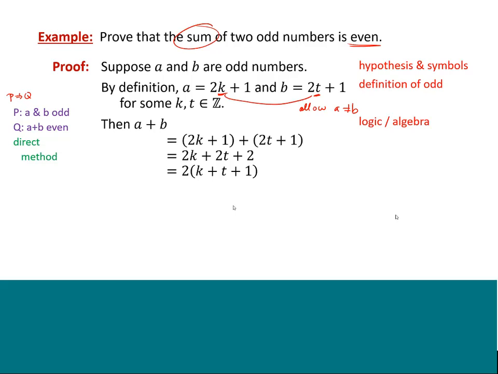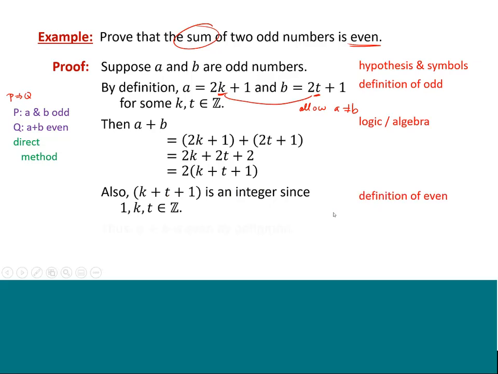Yeah, it is. Because this guy is an integer, you've got an integer times 2. That gives you your definition of even, so let's write that out. This guy is an integer since 1, k, and t are all integers. So that just wrote out what we talked about. And that says, using now our definition of even, we've got 2 times some integer. Thus, by definition, this sum a plus b is even. And if you want, you could say it is an even integer. It's perfectly fine. And that would be our conclusion statement.